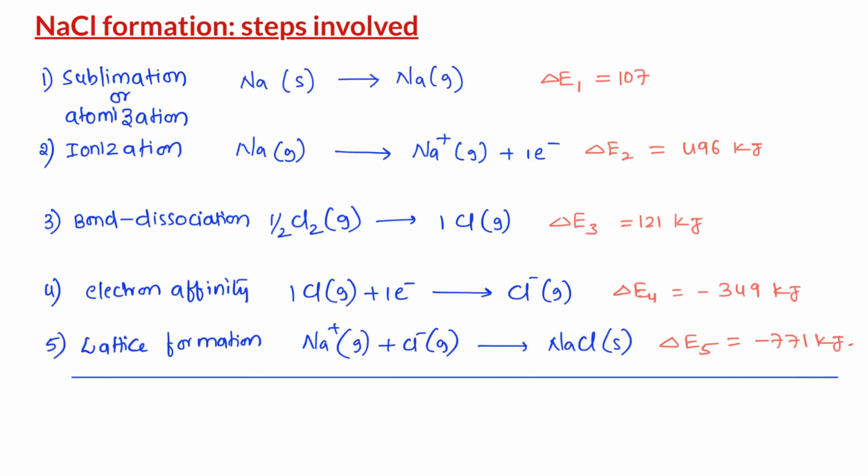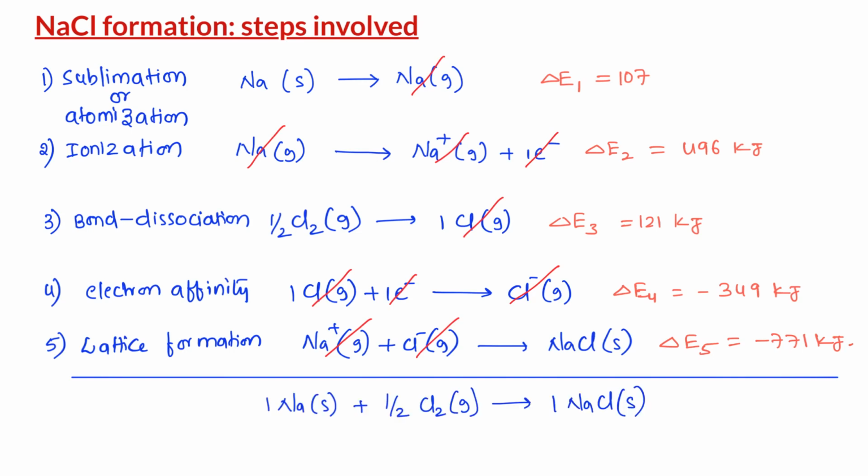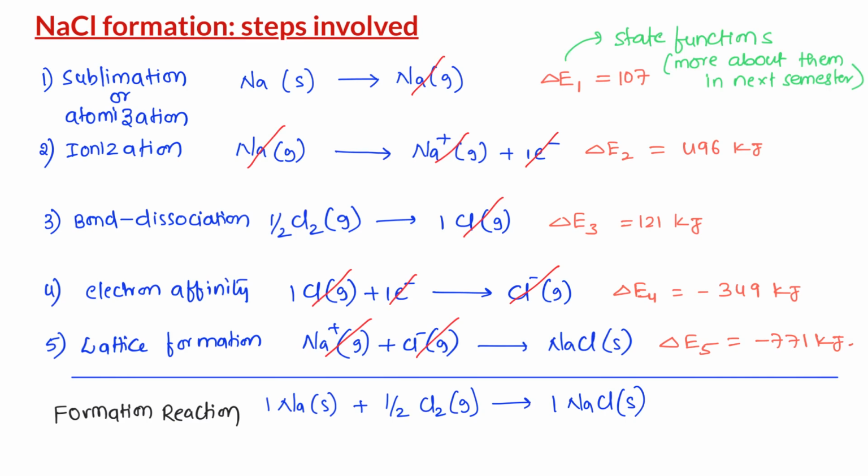Now let us write all these steps together. These individual reactions are steps involved in a bigger reaction, which means that the products of one step are the reactants for the next step. Therefore, if we add all these individual steps, we get the final reaction, which is the formation reaction of sodium chloride.